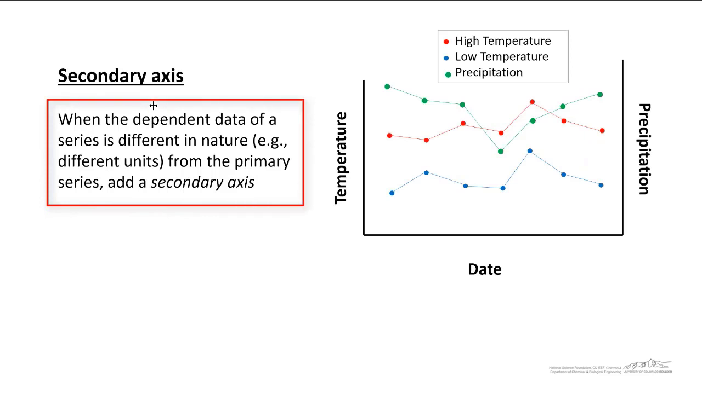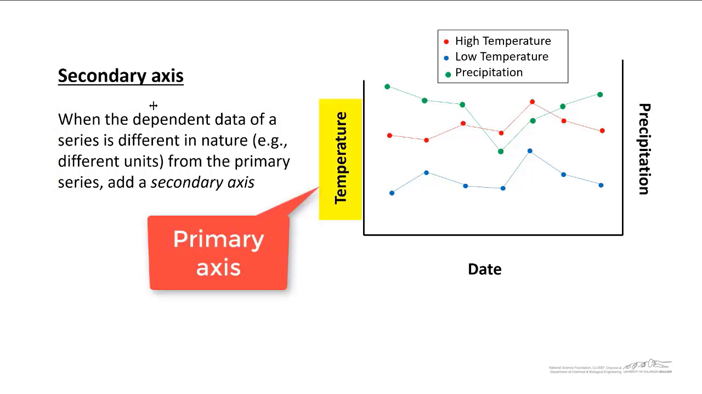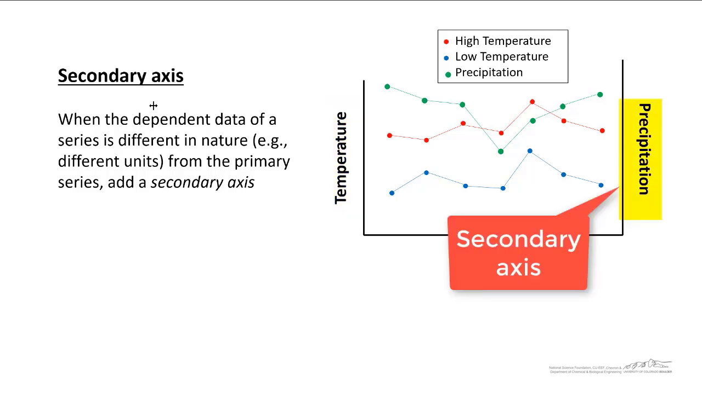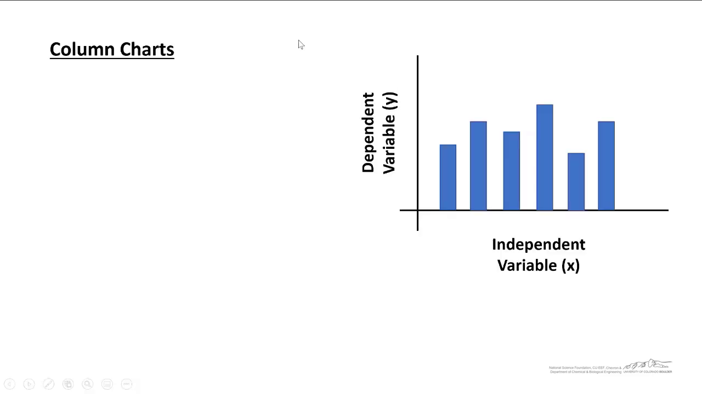When the dependent data of a series is different in nature, for example, it's different units, we can put this on the same plot, but we can distinguish it from the primary axis using something known as a secondary axis. For example, here we have high temperature, low temperature. Those are both temperature, so we plot those on the left axis, but we can add in a secondary axis over here for precipitation. Let's talk real quick about column charts.